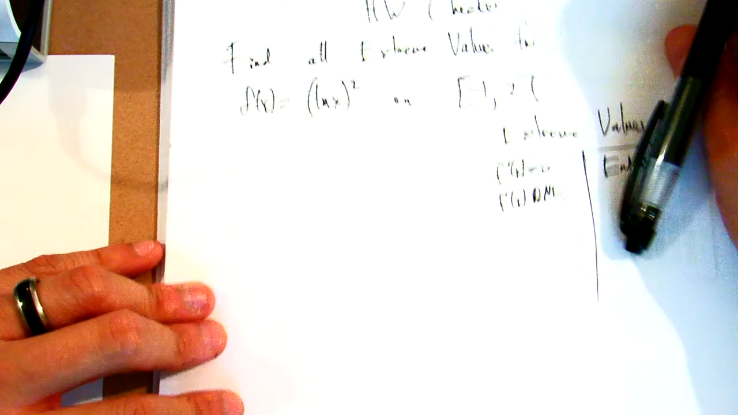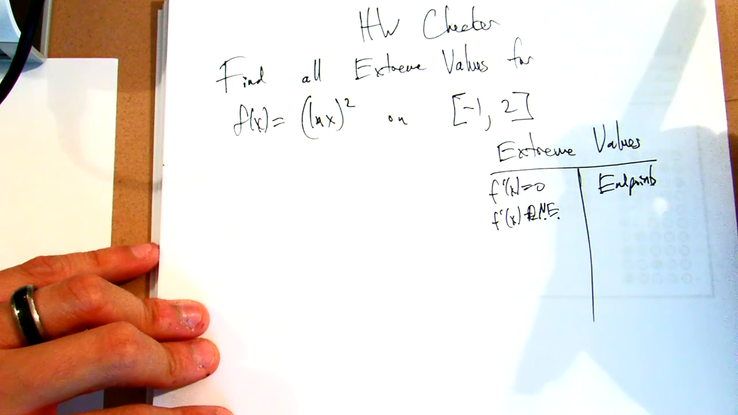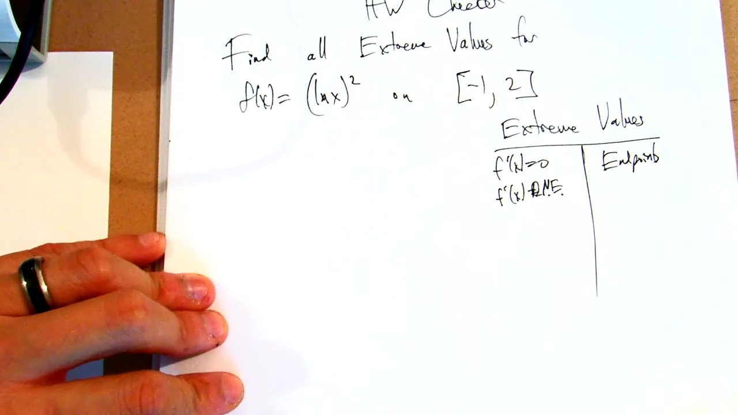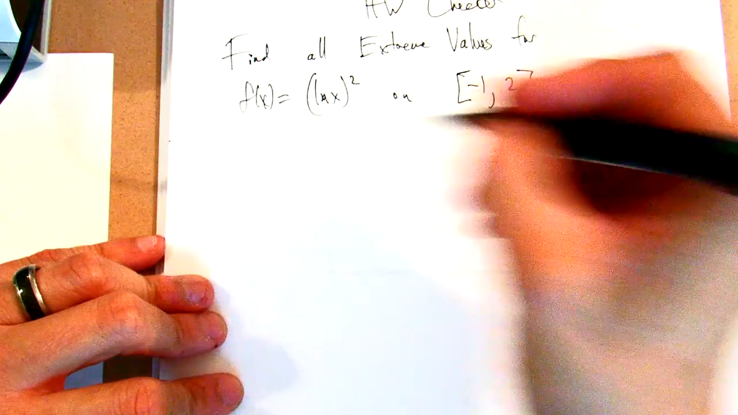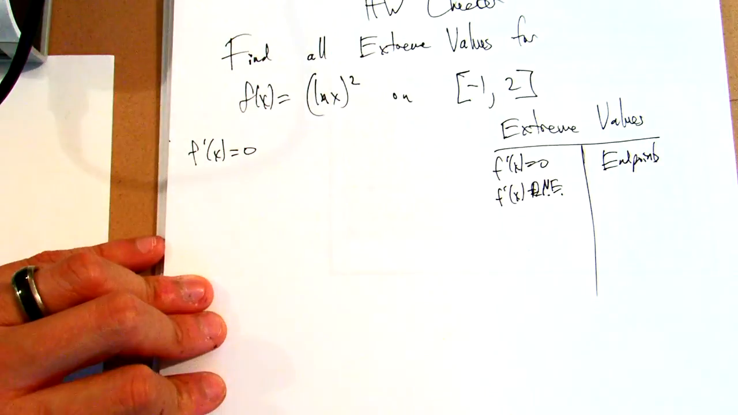Now we're going to do this in two separate ways. We're going to do it with calculus, and we're also going to do it with pre-calculus as well. The first thing we're going to do is check where f prime of x is equal to 0. So let's go ahead and do so.